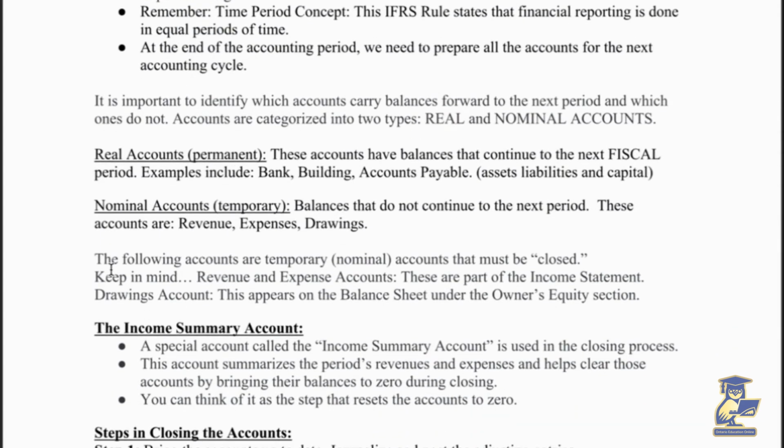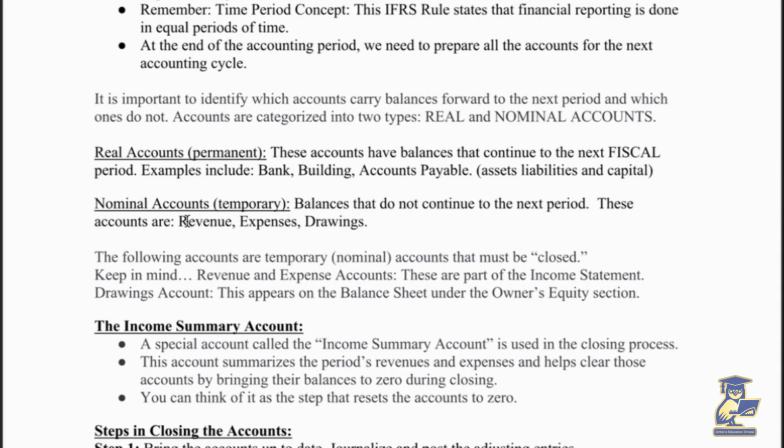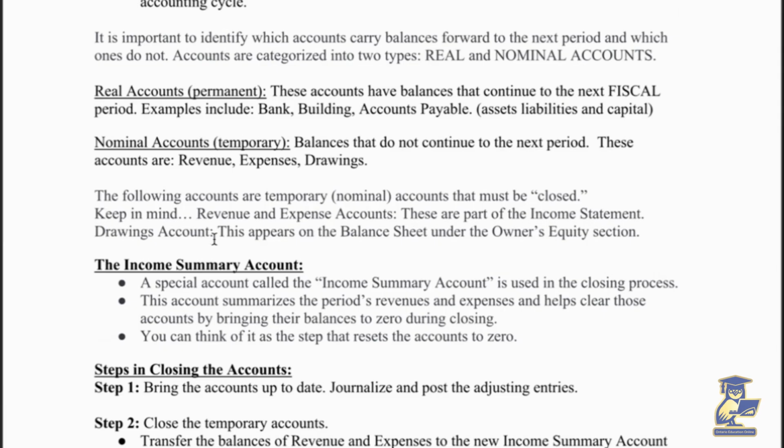Okay, so our nominal accounts, again, are temporary accounts. So they're only temporary for that fiscal period. And those, again, are revenue, expenses, and drawings. And our real accounts are permanent accounts. These can stay open from year to year. And these include our assets, our liabilities, and our capital. Okay. Now, keep in mind that revenue and expense accounts are a part of the income statement. And our drawings account appears on the balance sheet under the owner's equity section. So remember where to find each one of those accounts.